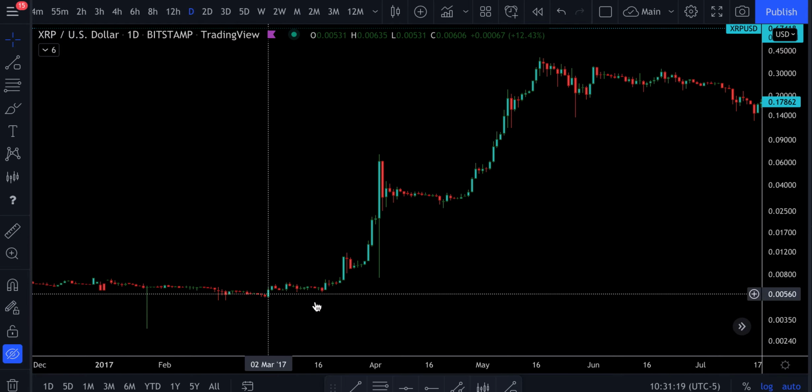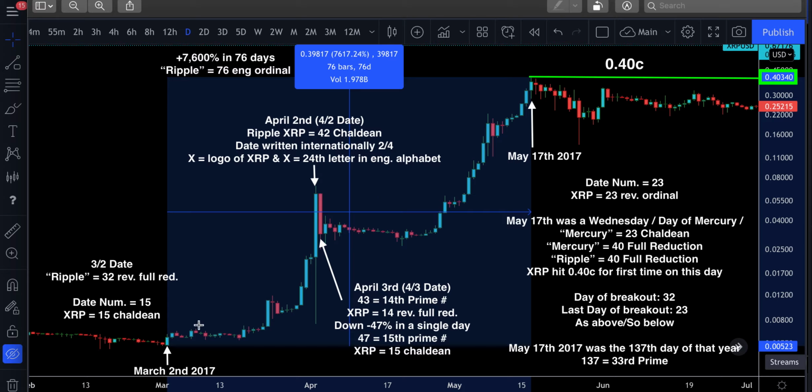March 2nd, the first key date, and let's break this down. So we could see right here, March 2nd, 2017. You could just follow my cursor and I'll go through one stage at a time. Around this time frame, this is the 3-2 date, okay? It's the 3-2 date or the 2-3 date written internationally, and the 3-2 and 23 both show up in Ripple and XRP when we're doing Gematria.